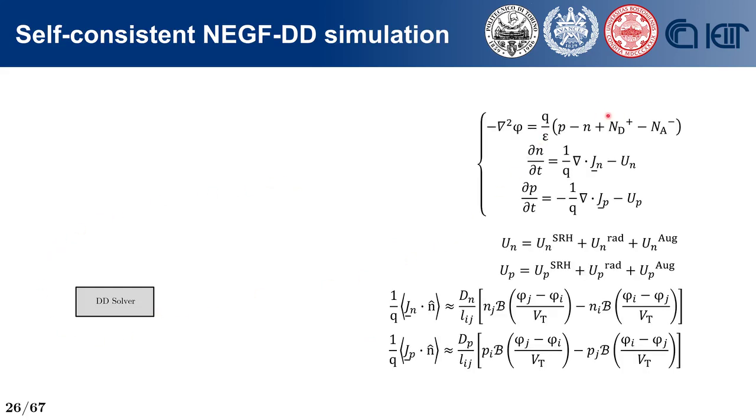So, we are working in the framework of a drift diffusion solver, and in particular the usual Poisson equation coupled self-consistently to the electron and hole carrier continuity equations. Usual recombination rates: Shockley-Read-Hall, radiative, and Auger. And we use these discretized constitutive relations for current density, the Scharfetter-Gummel ones, which are pretty indicated because they solve the numerical instability.